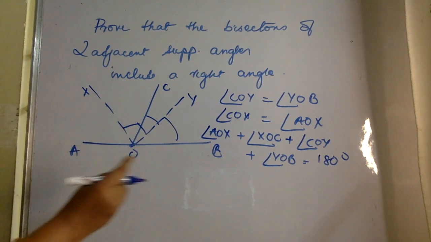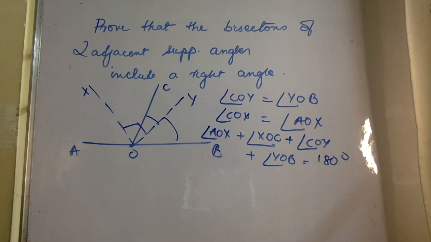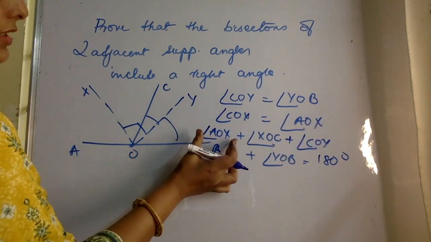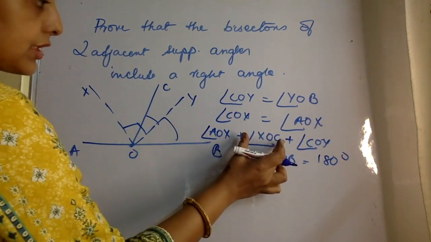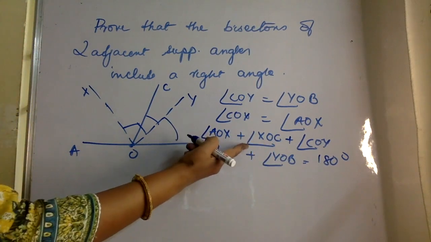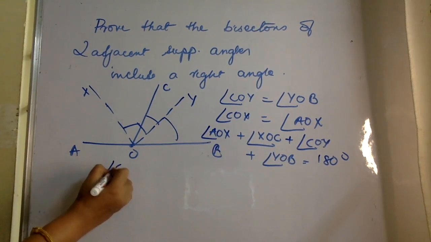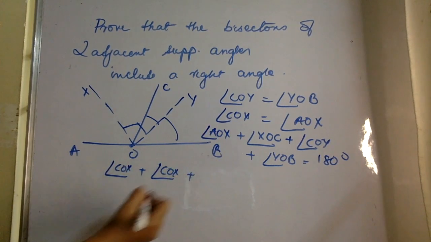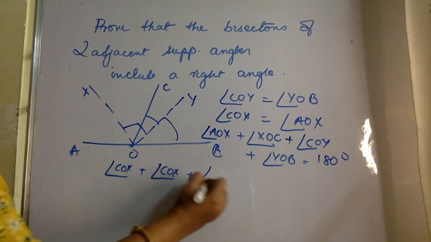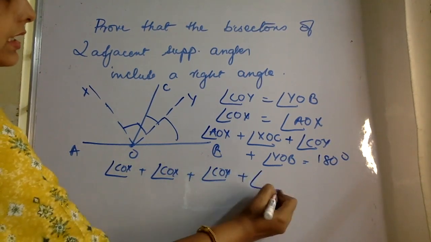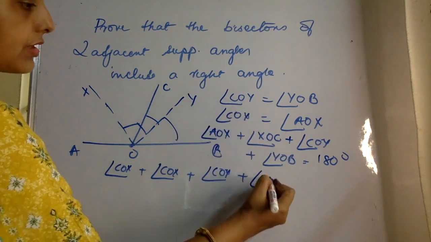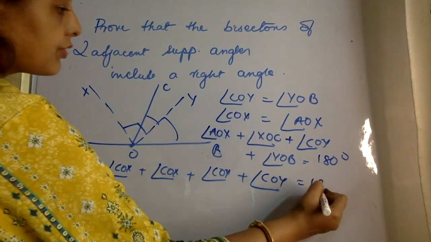So here I shall be making some substitutions. What is it? Just watch. Remember, we have written COX is equal to AOX. So where there is AOX, I'll put a COX again. So COX will be repeated. XOC and COX is the same thing. So COX plus COX plus COY, let me leave it as COY only, and YOB is again equal to COY, so I'll substitute this with COY because they are equal, is equal to 180.